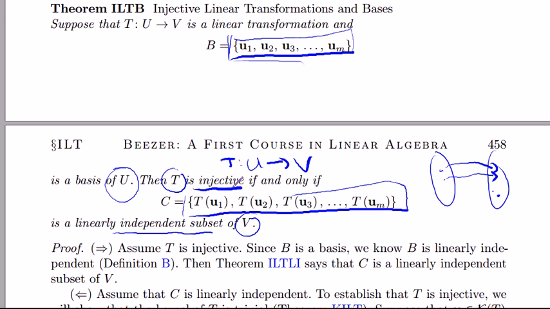So let me reiterate that T is injective if and only if the images of the basis are a linearly independent subset of V. Not necessarily a basis of V, but a linearly independent subset.